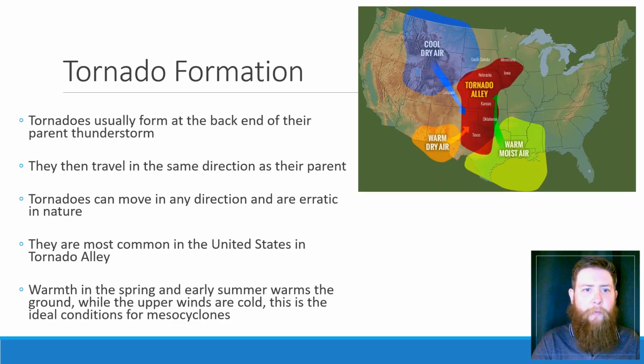So tornadoes usually form at the back end of their parent thunderstorm. They then travel in the same direction as that thunderstorm. Inside of there, they can move in any direction and are very erratic. They're most common in this red area here called Tornado Alley, and it's because it has these three air masses contributing to this. It has the cool, dry air coming from Idaho, Montana and Wyoming, mixing with the moist air from the Gulf of Mexico, and the warm, dry air from the Arizona and New Mexico area. As all of these come together in Tornado Alley, they start to form these mesocyclones, and that's the ideal condition for them. And that's why we get them in this area of the country.